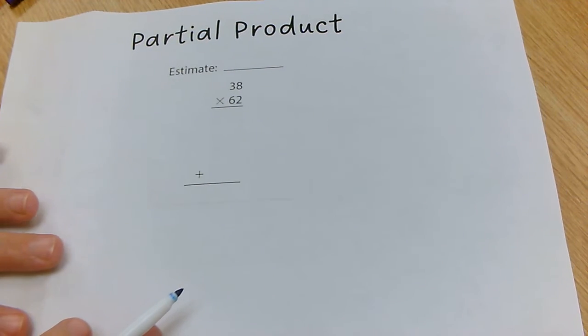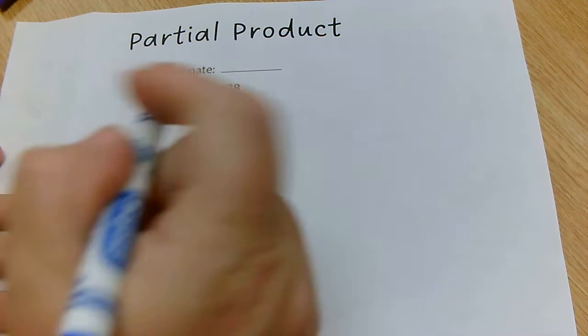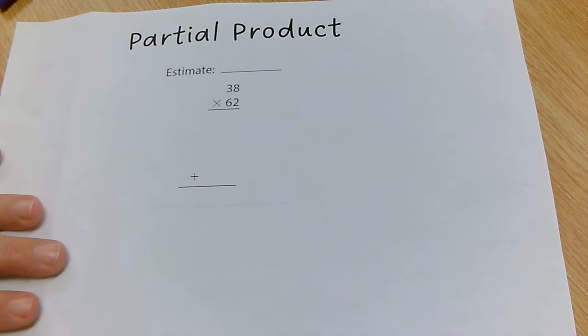All right, partial product. Well, first we're going to estimate, because we always want to estimate because we want to see if we get close to our answer. This is our check to make sure that I got where I needed to be, to make sure I didn't make any mistakes.